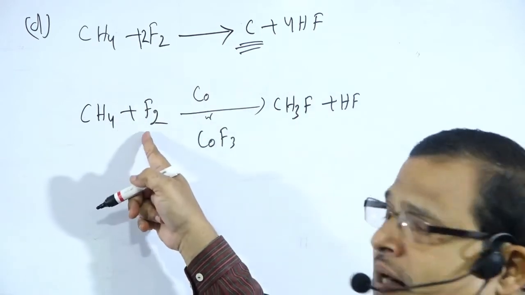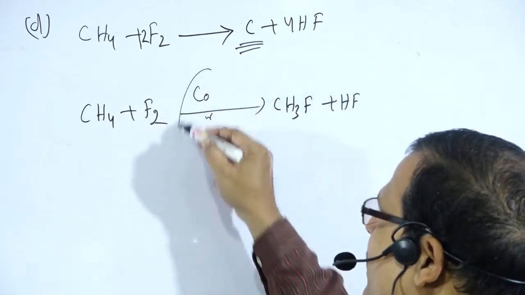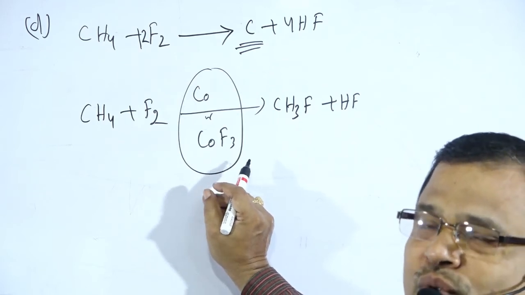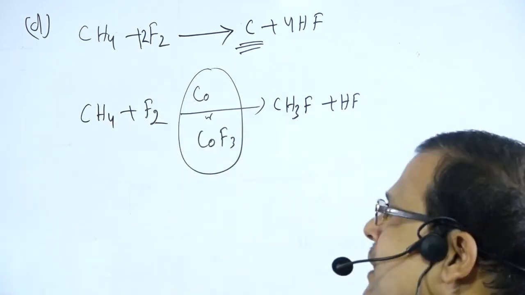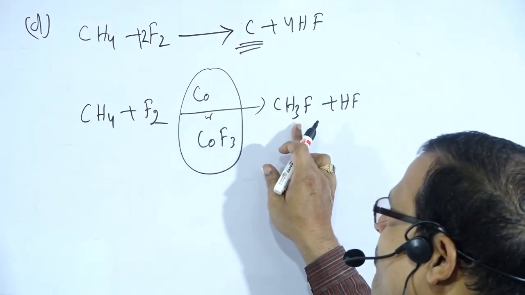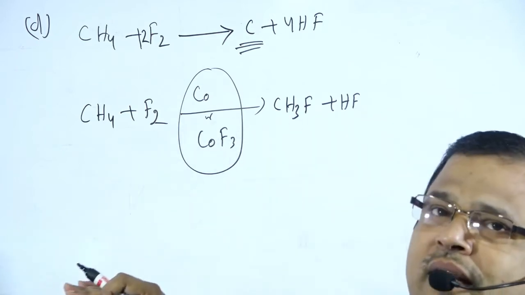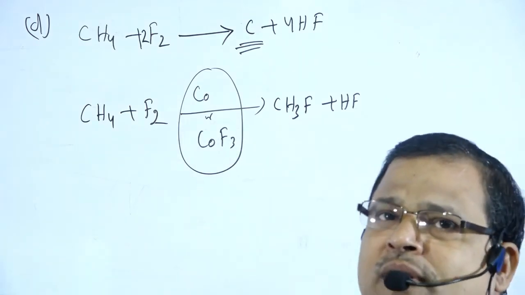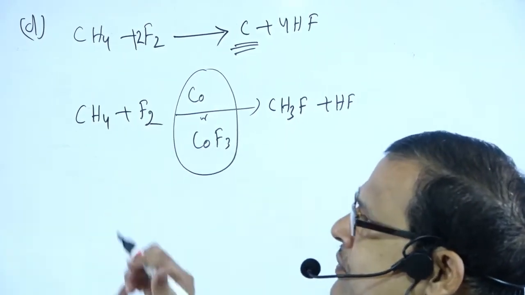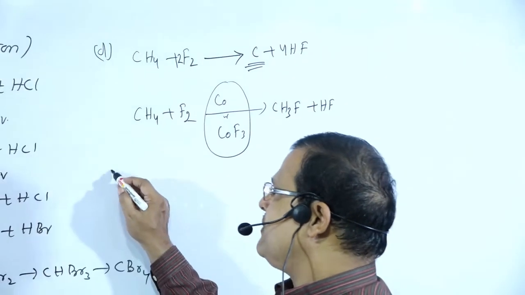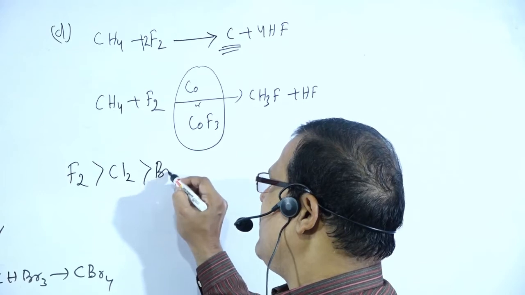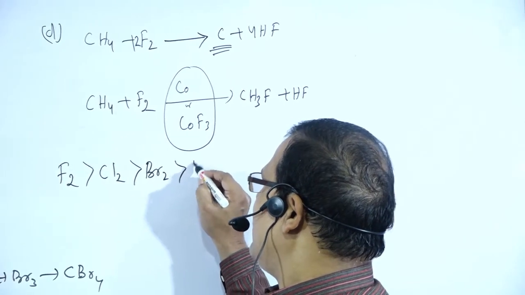So to carry out that reaction, we have to add cobalt as a retarder, that is a negative catalyst, which will slow down the chemical reaction so that the hydrogen atom gets replaced by fluorine. And iodination is slow and reversible, so to carry out that reaction nitric acid is added. So the order of reactivity of the halogens is fluorine greater than chlorine greater than bromine greater than iodine.